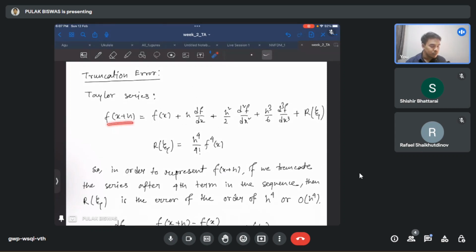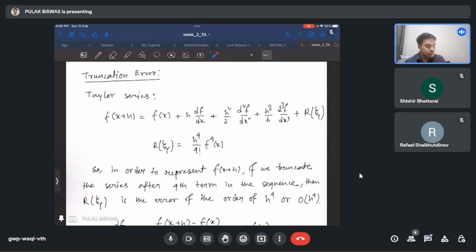Suppose for this function we truncate after the fourth term, 1, 2, 3, and this fourth term, so this will be the error. Its order, the order of the error, is represented in terms of the factor that comes here, h to the power 4. So the order of this error will be h to the power 4.